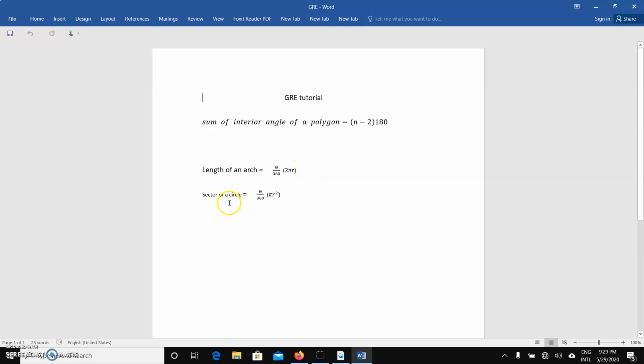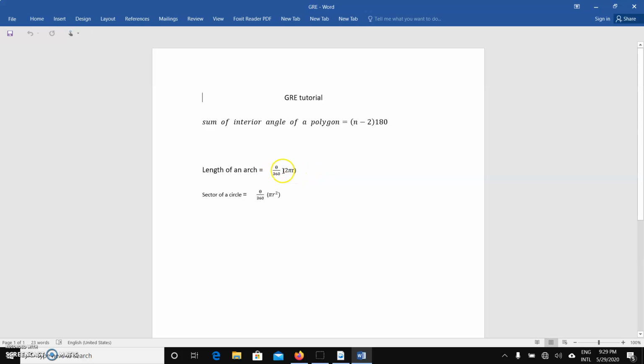Now, let me give you the formula for the sector of a circle. It's similar to that of the arc. The only difference is that we have pi, theta over 360 times pi r square. Now this pi r square is the same as the area of a circle, so you can say theta over 360 times the area of a circle. But it's okay if you can just cram this formula, theta over 360 times pi r square for sector, and for the length of an arc, theta over 360 times 2 pi r.